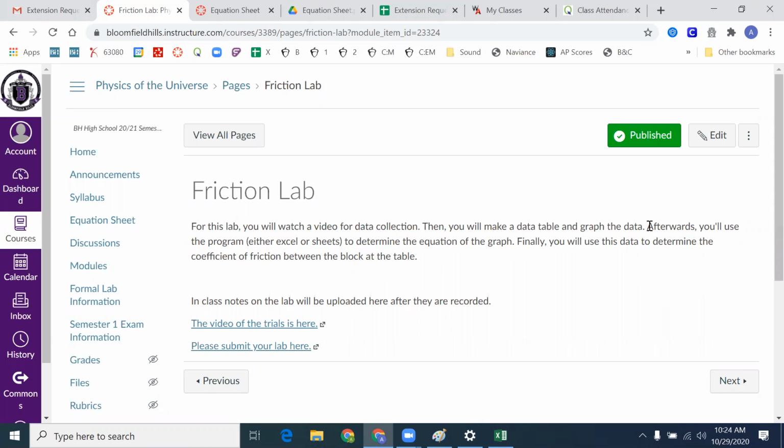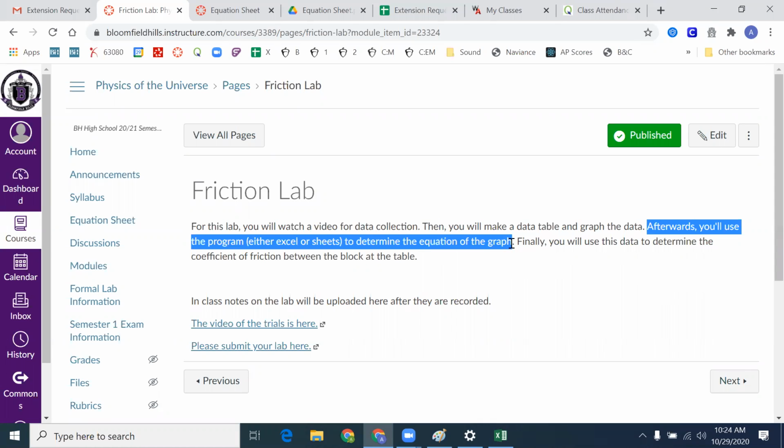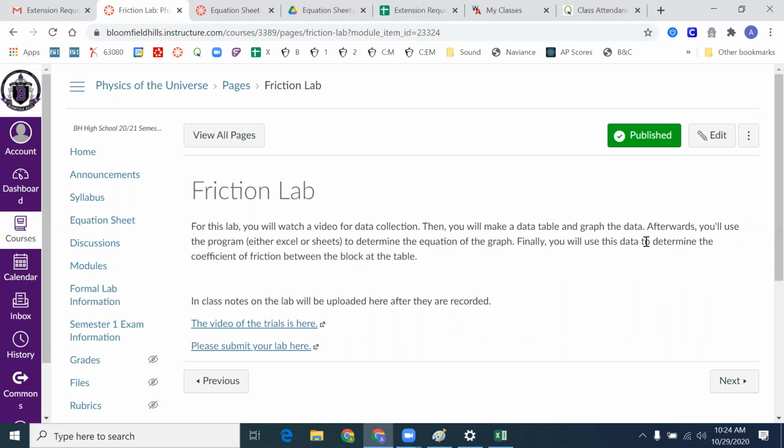Afterwards, once you get the data, you're going to use either Excel or Google Sheets to determine the equation for the graph. Finally, you will use the data to determine the coefficient between a block and a table.